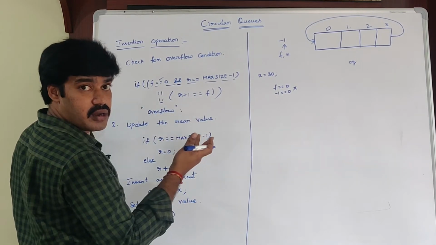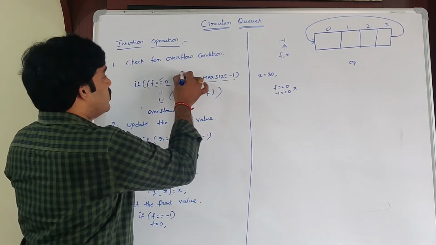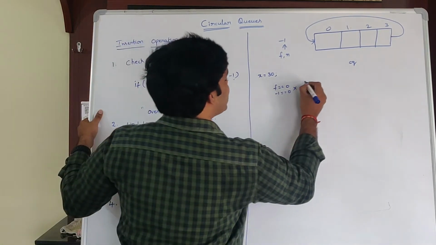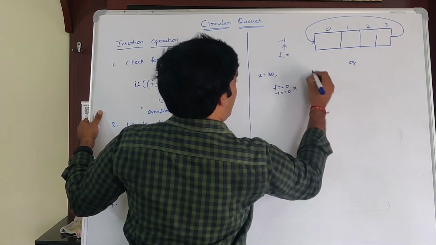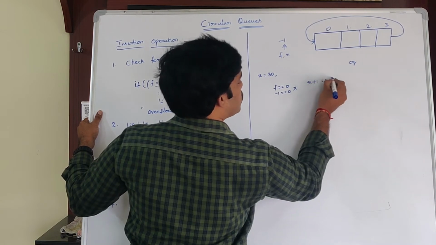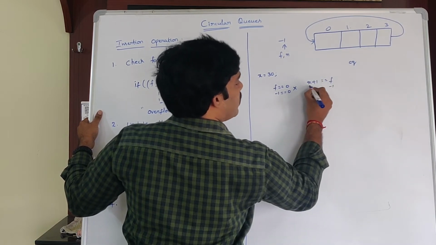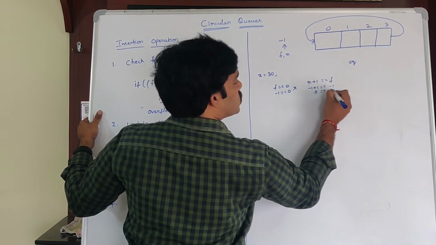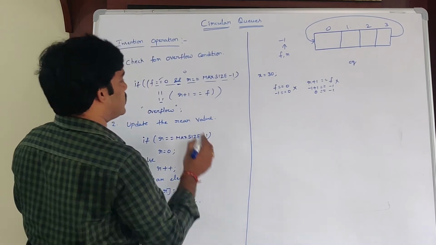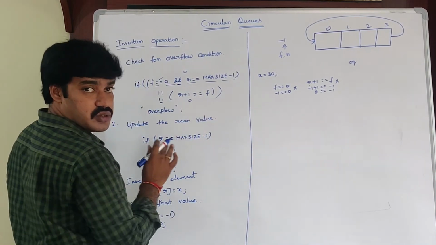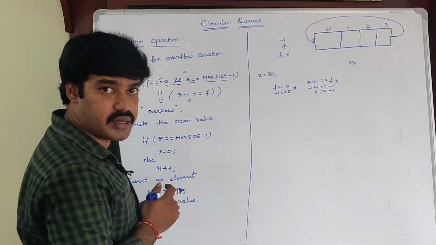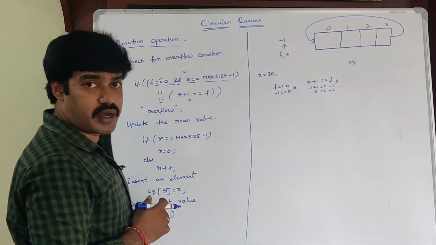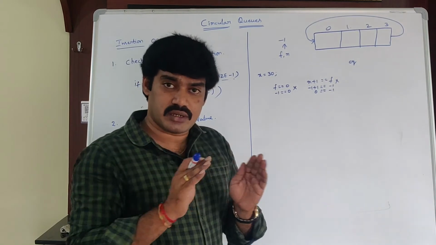Coming to the logical OR. Even though the first one is false, it checks for the second one. What is the second one? R plus 1 is equal to F. F value is minus 1. R value is also minus 1, plus 1 is 0. 0 double equals minus 1, condition is false. 0 logical or 0, total condition is false. Then coming out of the if block, that means circular queue is not full.